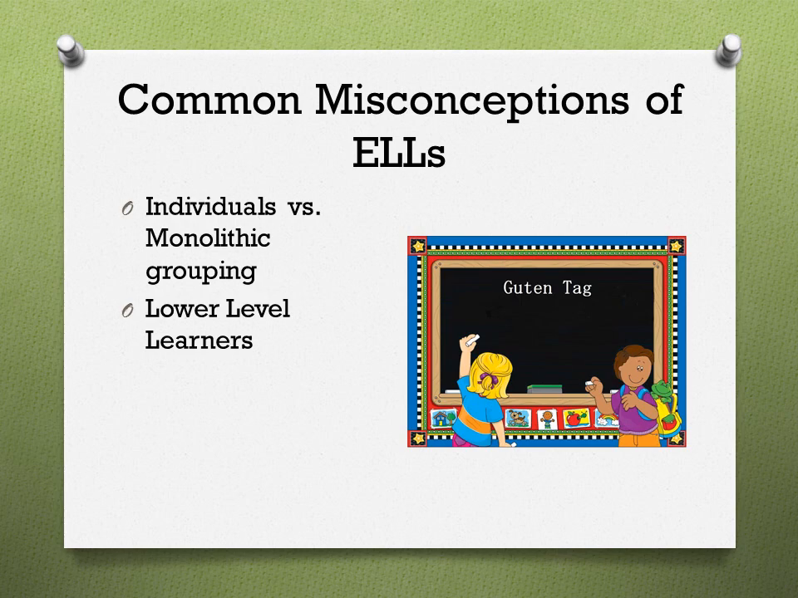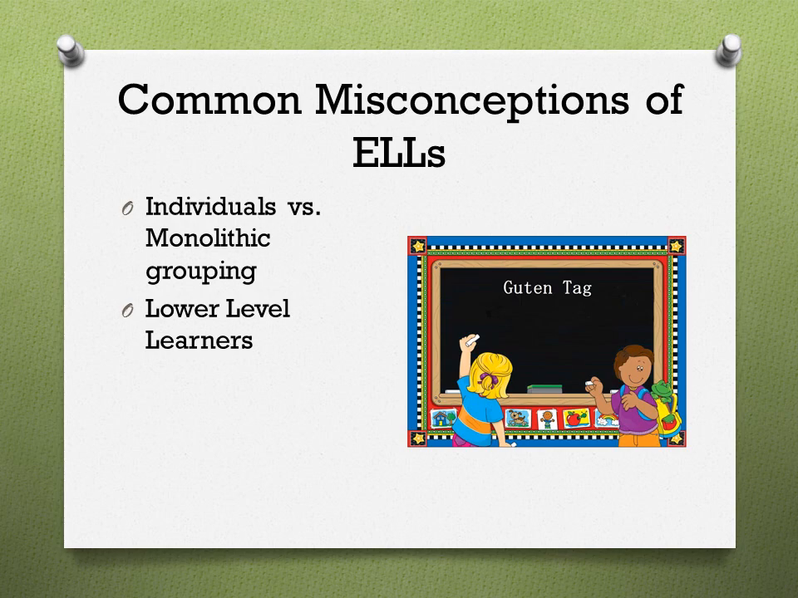Another common misconception of English language learners is that they are labeled as low-level learners because they are unable to respond cognitively to the demands of education in the English-speaking environment. On the contrary, English language learners are more than cognitively capable of learning and performing at grade level and should be held to grade level standards.